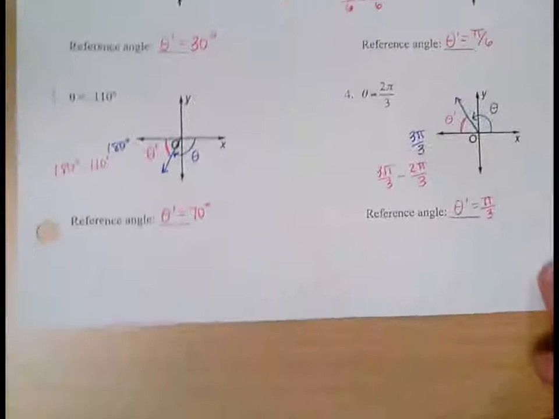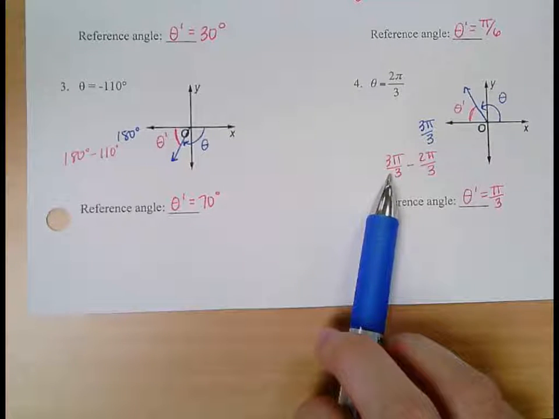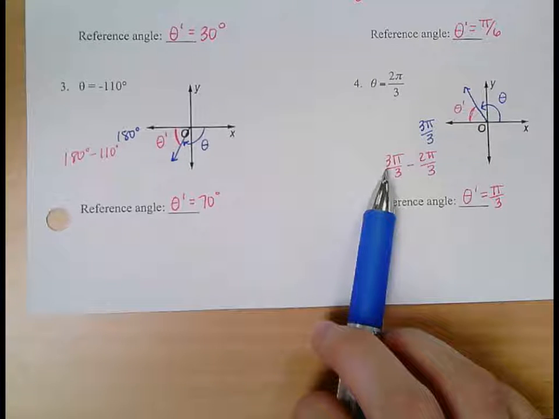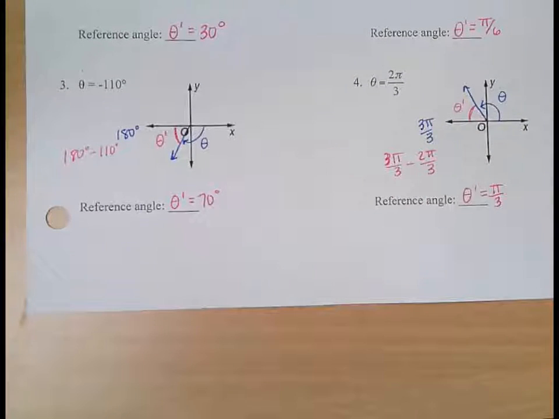All right, any questions right now on just finding reference angles? Maria? 3 pi thirds. This is 3 pi thirds, not 2 pi thirds. Oh, sorry. It is a 3, not a 2. So 3 pi thirds would be equivalent to pi, so I'm taking pi minus 2 pi thirds. Other questions?